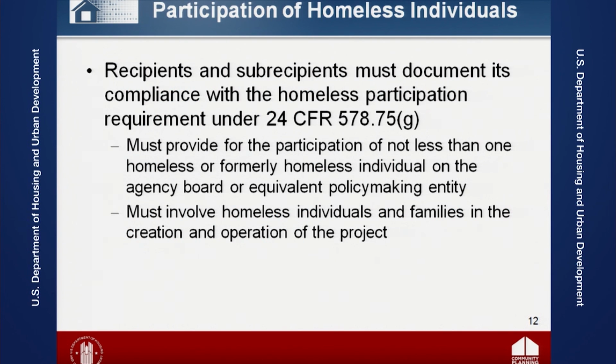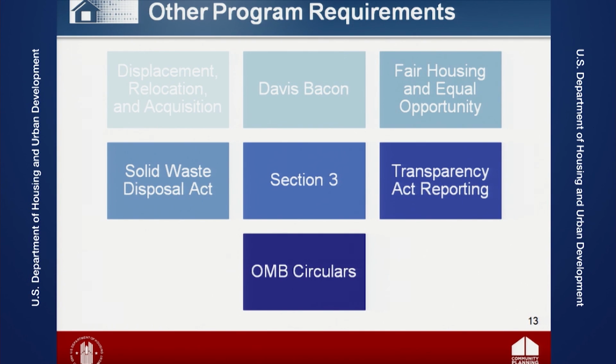Recipients and subrecipients must provide for the participation of not less than one homeless or formerly homeless individual on the agency board or equivalent policy-making entity. To the maximum extent practicable, involve homeless individuals and families through employment, volunteer services, or otherwise in constructing, rehabilitating, maintaining, and operating the project, and in providing supportive services for the project. On the slide are other program requirements that recipients and subrecipients should be aware of.